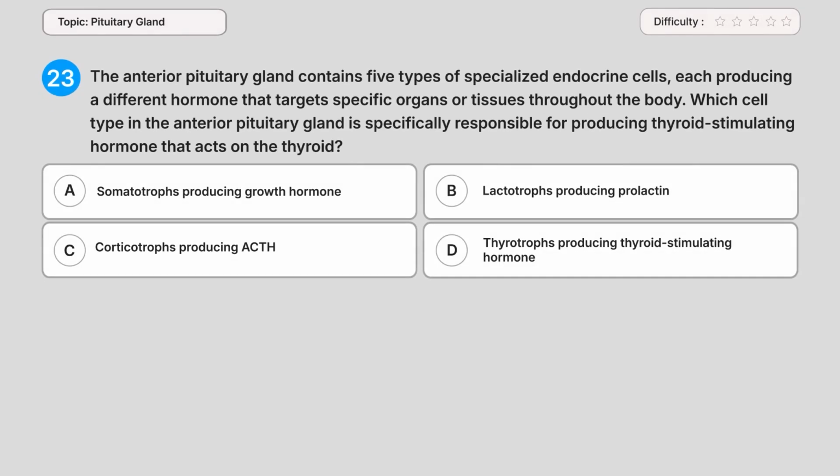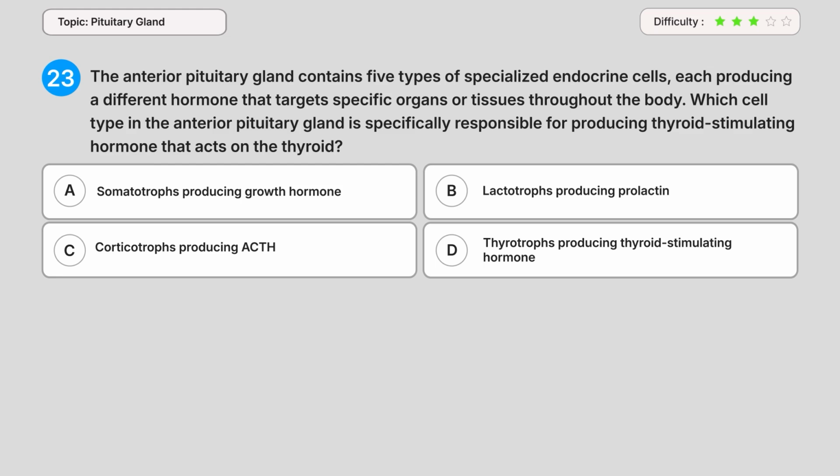23. The anterior pituitary gland contains 5 types of specialized endocrine cells, each producing a different hormone that targets specific organs or tissues throughout the body. Which cell type in the anterior pituitary gland is specifically responsible for producing thyroid-stimulating hormone that acts on the thyroid?